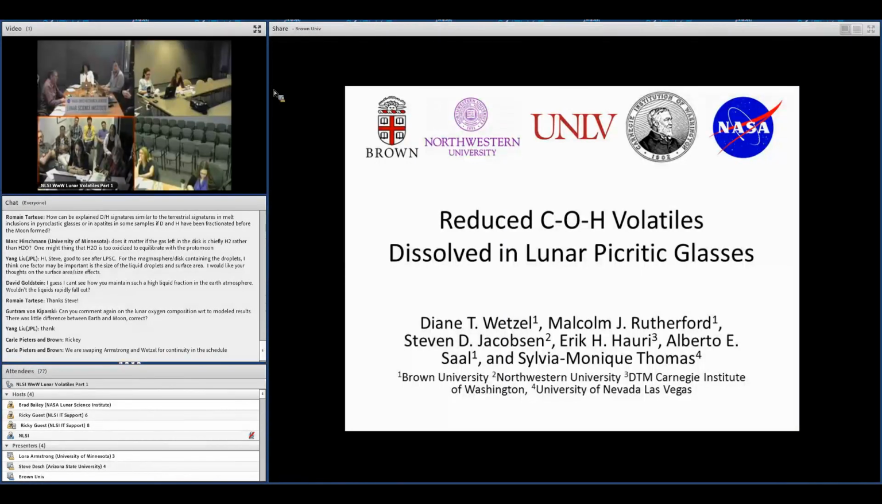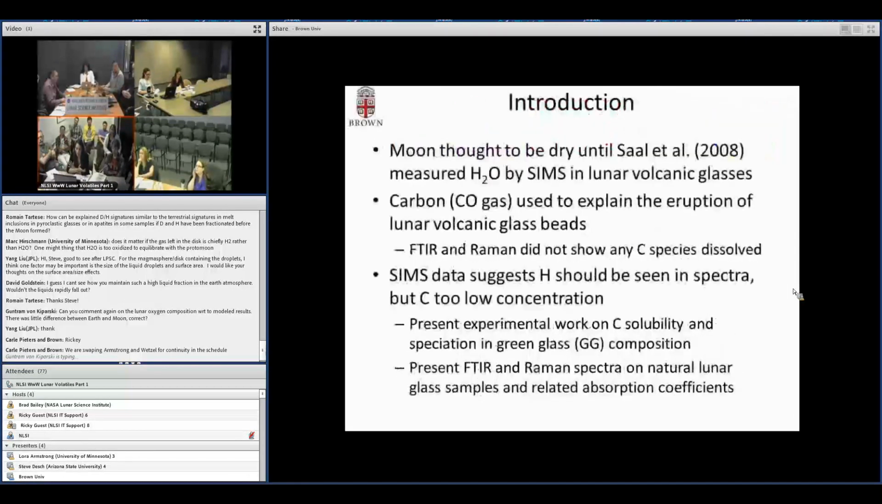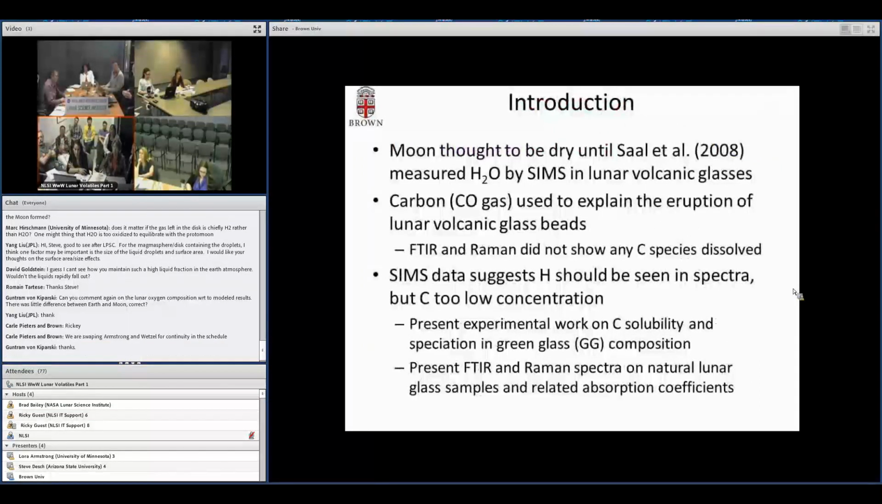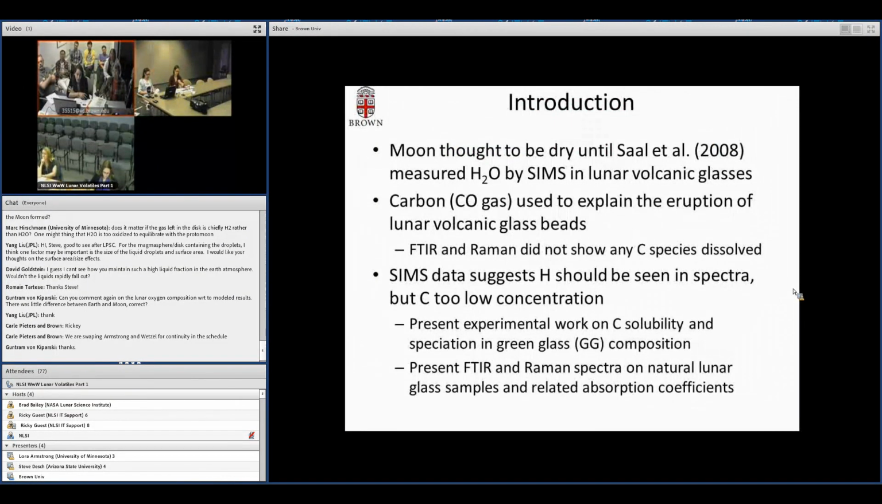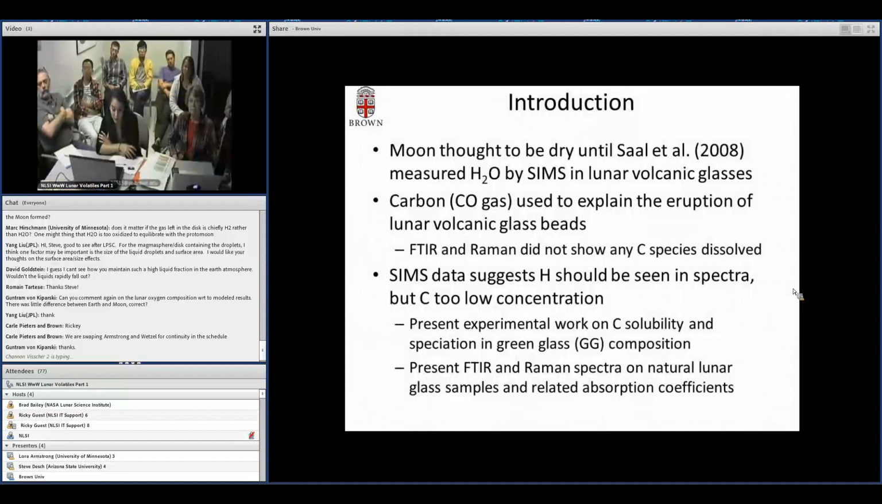So this is work that I've been doing with Mac Rutherford, Steve Jacobson, Eric Gowrie, Alberto Saul, and Sylvia Monique Thomas. Like we've been talking about this whole workshop, the moon was thought to be dry previously until Saal in 2008 measured water by SIMS in the lunar volcanic glasses. Prior to this, Sato proposed in 1976 that carbon would be the main volatile species. Specifically, a CO-rich gas can be used to explain the fire fountain eruptions that produce the lunar volcanic glass beads.